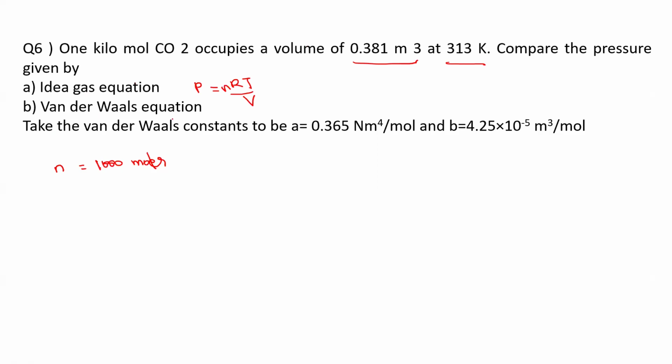And Van der Waals equation gives the pressure as P is equal to RT by V minus B minus A by V square.